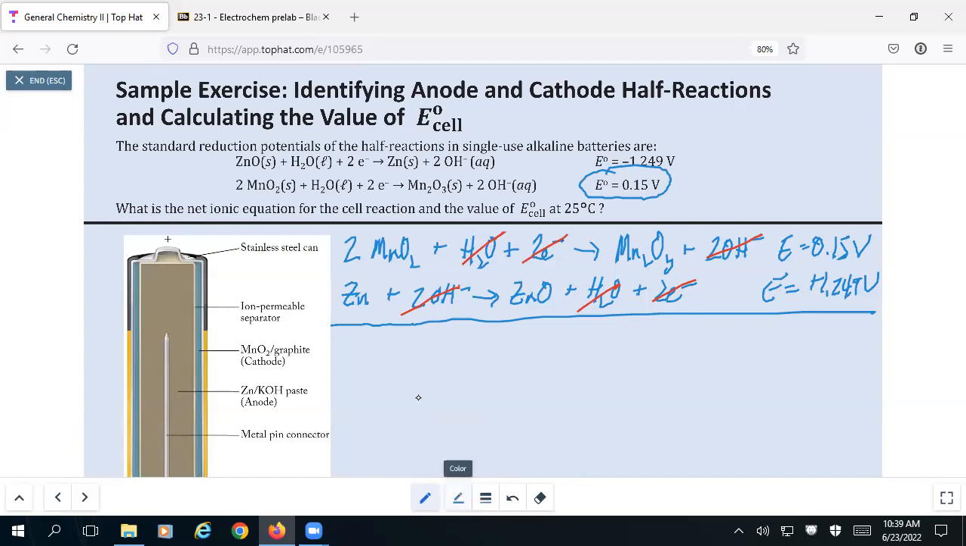So all that is left is I've got 2 manganese 4 oxides and zinc turning into manganese 3 oxide and zinc oxide. And the reduction potential for this, 0.15 plus 1.249, just adding them together, Hess's law style, would give us 1.399 volts.